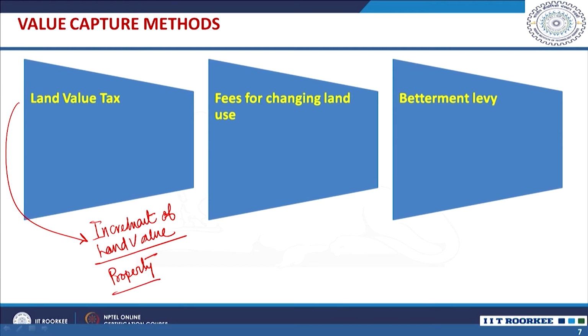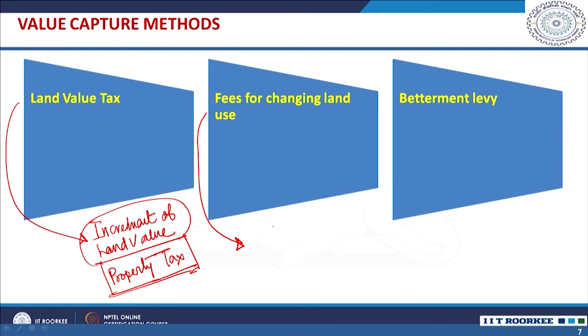Now, it is different from the property tax, because property tax is a general tax taken by the municipality, and the amount could be fixed by the municipality every year. But land value can increase due to several reasons, and for that reason that additional value, or some share of that value, can be taken by the municipality. Second is the fees for changing of the land use.